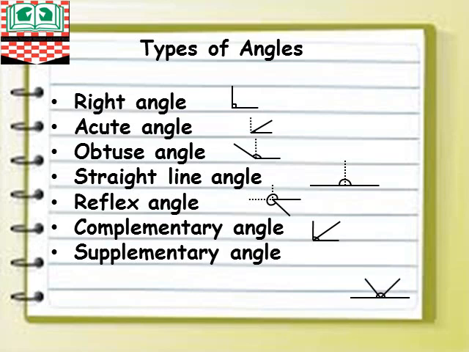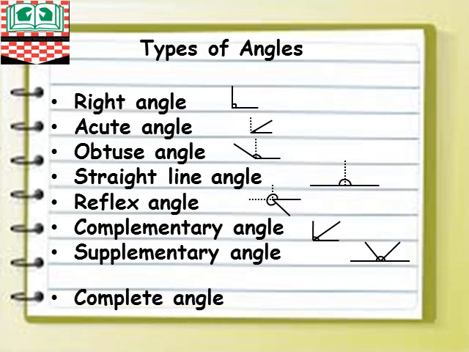Supplementary angles are angles that come together to form 180 degrees. Like here, can you see the straight line? And we know that straight line angles are equal to 180, isn't it? So this angle here plus this must give us 180 degrees because they all form on a straight line. And a straight line angle is 180 degrees.